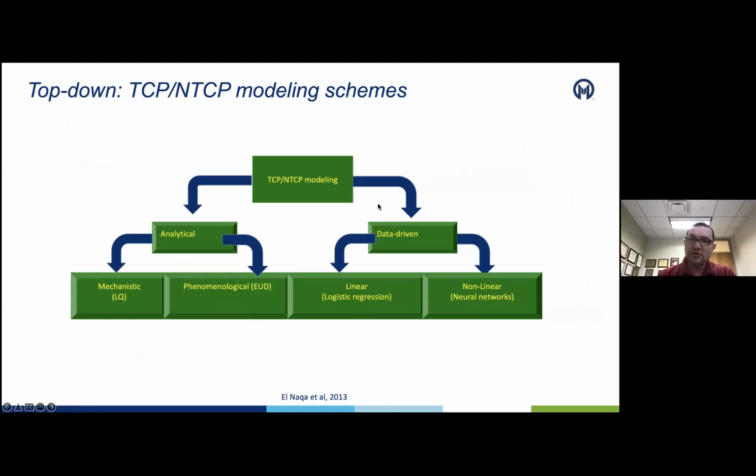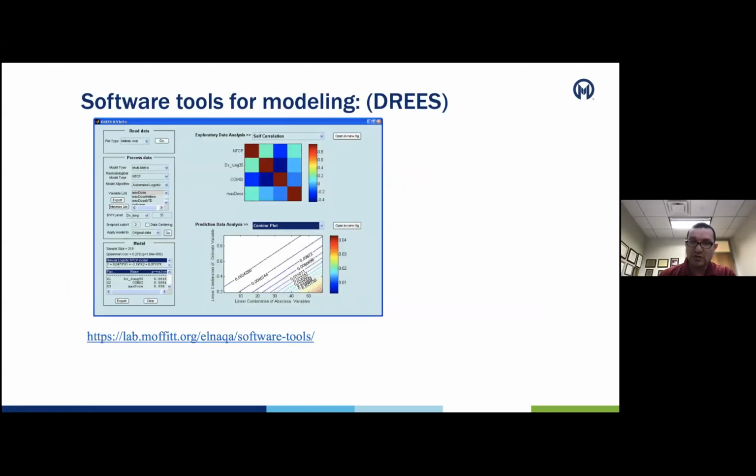Now, the most focus currently has been on data-driven techniques, using simple regression models such as logistic regression, or more advanced machine learning and AI techniques. And I will discuss more about these. However, before getting into more detail, I would like to highlight that there are software tools, like this software tool that we developed several years ago, that can be downloaded from this website and would allow you to conduct analytical as well as basic data-driven techniques.